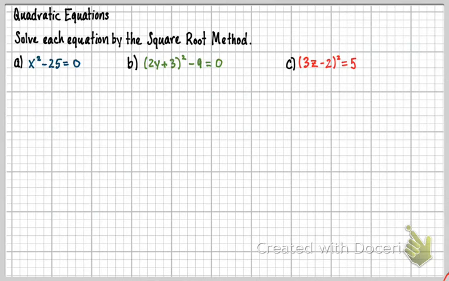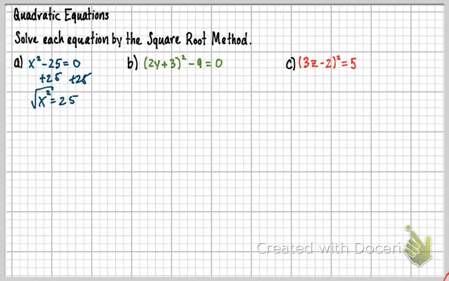So what we're going to do first here is get this squared term by itself. This is different from factoring, because in factoring we have to use standard form, and in this one, we don't. We simply isolate the squared term, whatever it is. For this one, it happens to be x squared. So I'm going to get rid of this minus 25 by adding 25 to both sides. Then this gives me x squared equals 25.